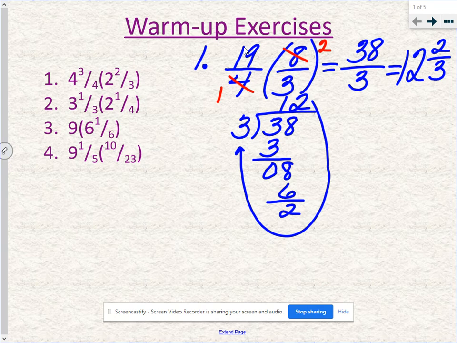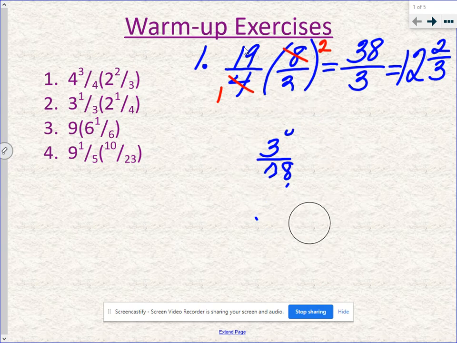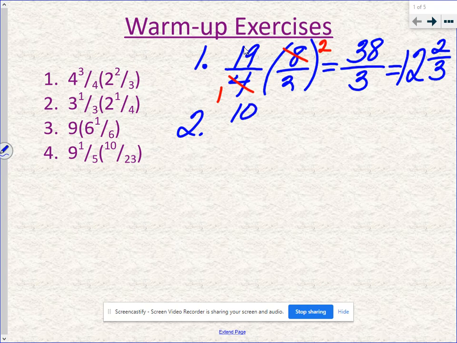Okay, I'm going to erase this fish hook. And we will start number 2. We have 3 1/3. That becomes 10/3 multiplied by 9/4. All right, we say 3 goes into itself once. 3 goes into 9 3 times.